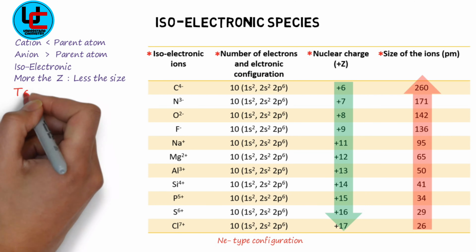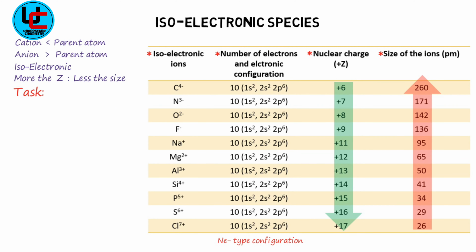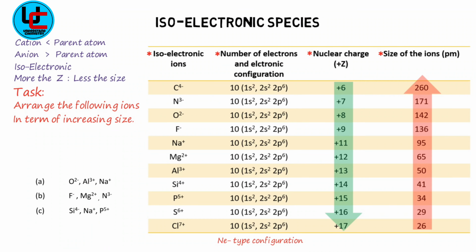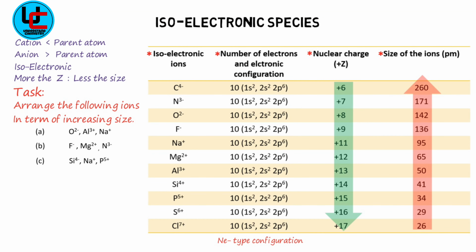For your better understanding, let us consider one question. Arrange the following sets of ions in increasing order of ionic radius. First thing to do here is to determine if the ions for comparison are isoelectronic. When yes, then more will be the nuclear charge or atomic number, less will be the size. Stop this video here and think for a while. The answer will be there with your next click.